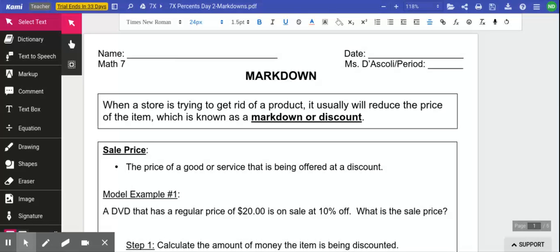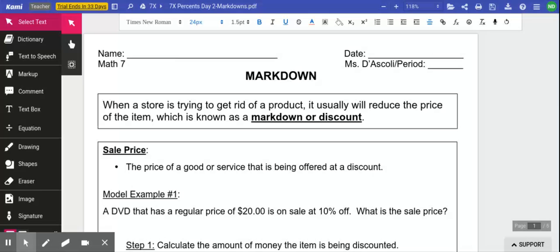So in this first box, it says, when a store is trying to get rid of a product, it will usually reduce the price of an item, which is known as a markdown or a discount. So again, you go to the mall, you go into, let's say, American Eagle, you buy a pair of jeans, and those jeans are 20% off. Again, the discount rate or the markdown rate is that 20%. And then you go to the cash register and you're paying the sale price. So the sale price is the price of a good or service that is being offered at a discount.